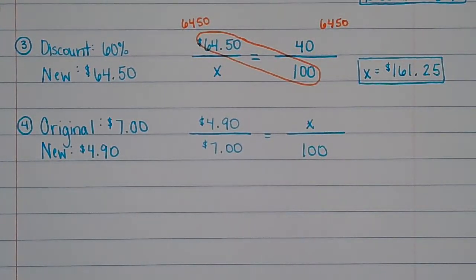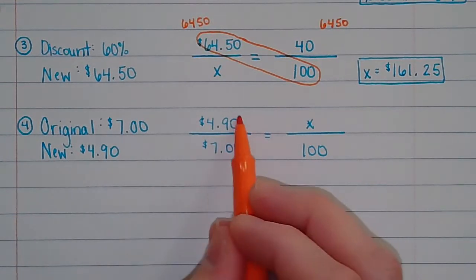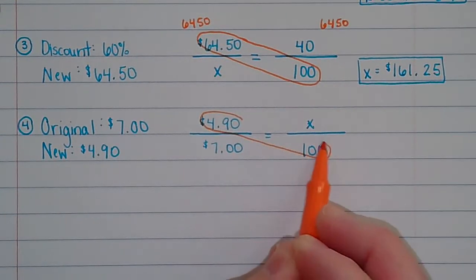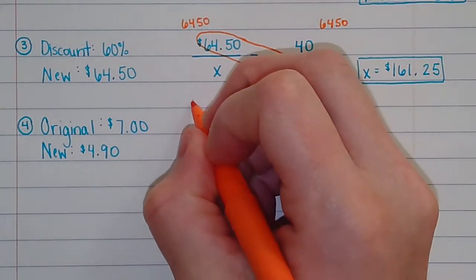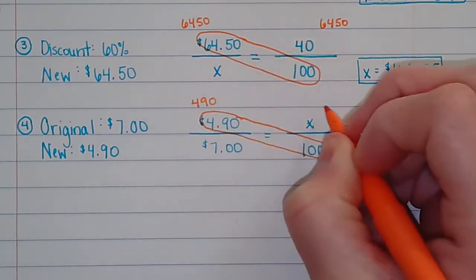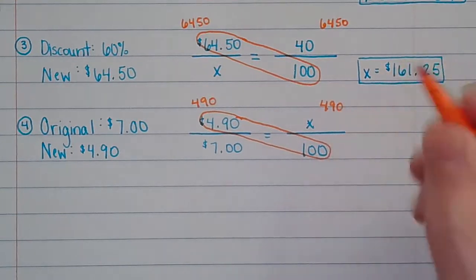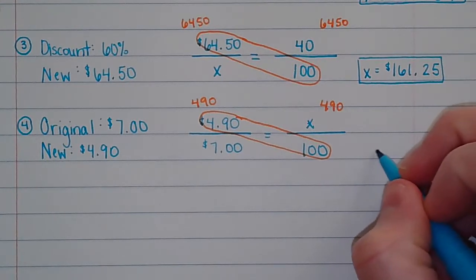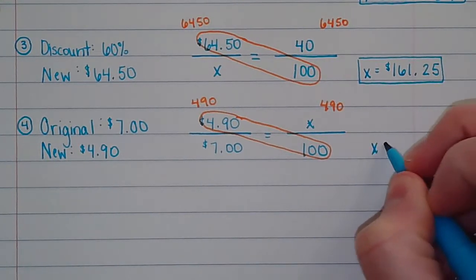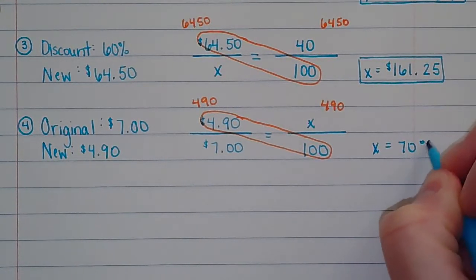All right, so let's cross multiply. So $4.90 times 100 is 490. That's what would go over here as well. So now 490 divided by 7 gives me 70, okay? Just so happened that this is the same as the one earlier. So that means this is 70%.